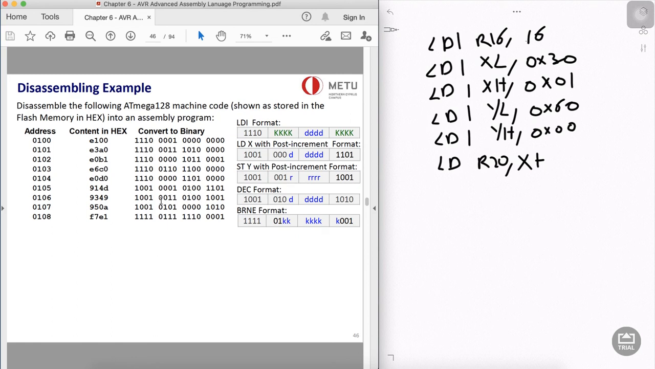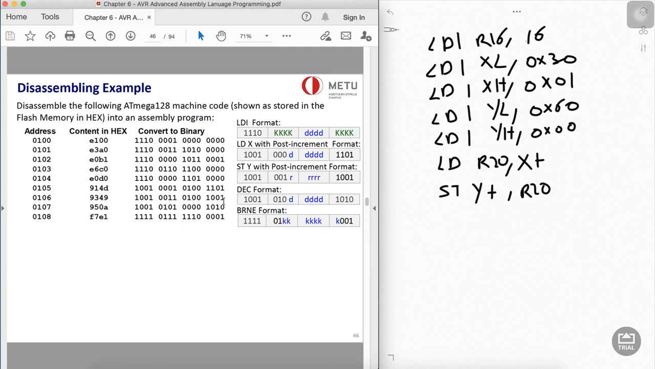Then the next instruction is 0011. Now it's again, this time it's store, which is this one. Now 11 is 1001. So that's actually doing R20 again. And this time it's the other way, it's actually store Y with post increment. So that means Y plus post increment over there. Okay, so that's that one.